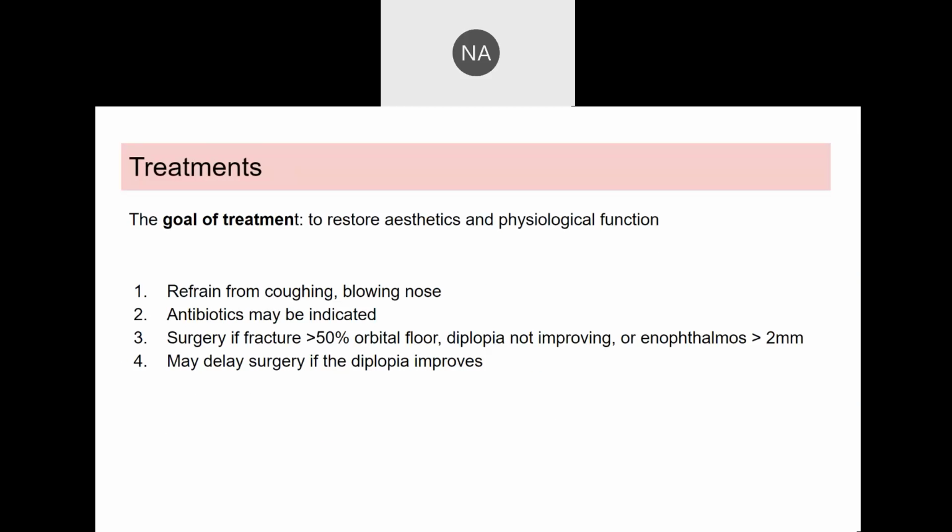For the treatment, the goal is to restore aesthetic and physiological function. First, we ask the patient to refrain from coughing or blowing the nose as it can worsen the orbital emphysema. Then antibiotics may be indicated, especially if the patient has a history of chronic sinusitis, diabetes, or is immunocompromised. Surgery can be done if the fracture is more than 50% of the orbital floor, diplopia is not improving, or enophthalmos is more than 2 millimeters. But surgery may be delayed if the diplopia improves.